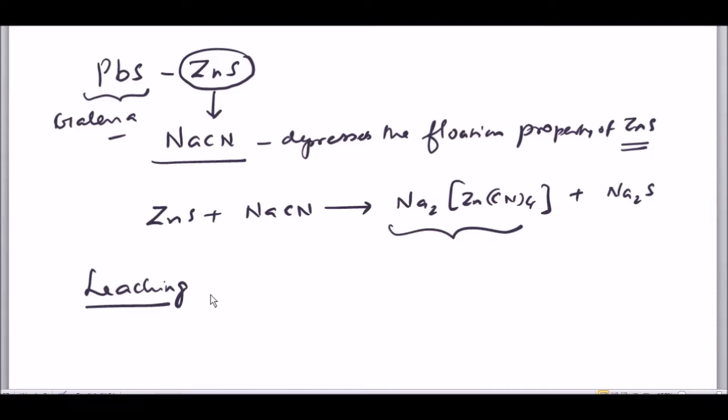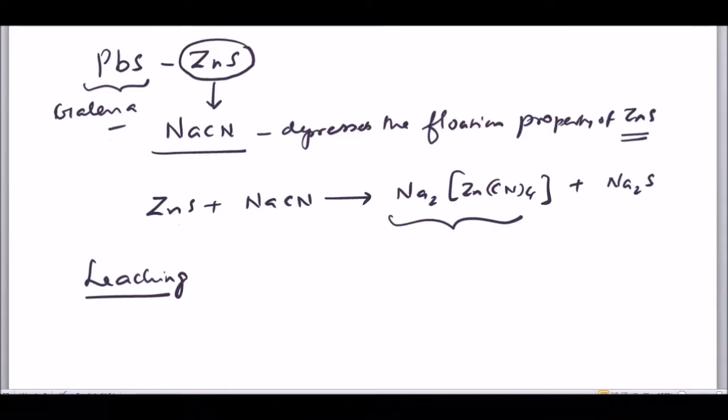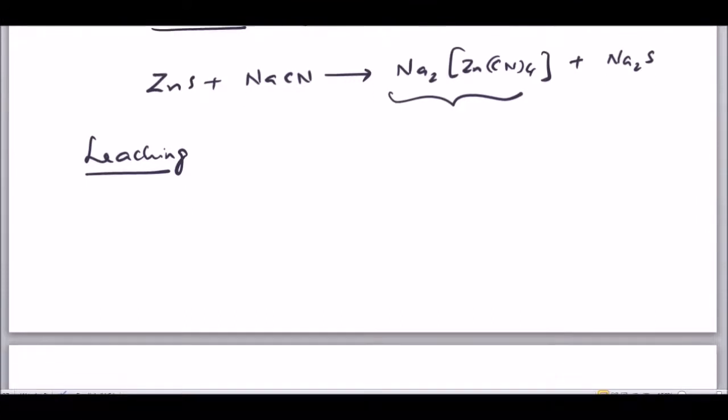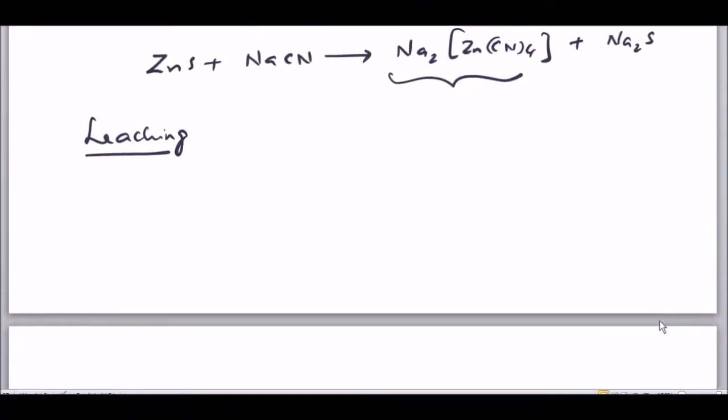Leaching has different categories. These are the leaching procedures we should focus on. One will be cyanide leaching.